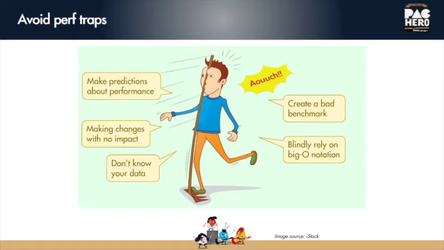Trap number three is that I see people optimize their code without knowing their data. What they end up with is optimizing their application for some theoretical workload, which is not practical. So always know your data and optimize your application based on the data that it's working on.